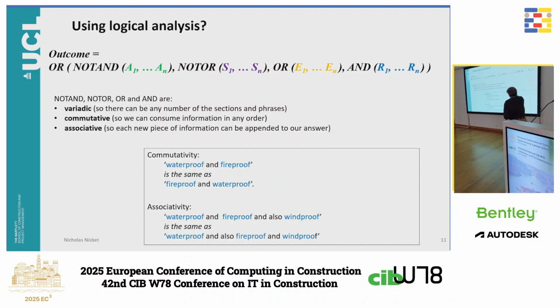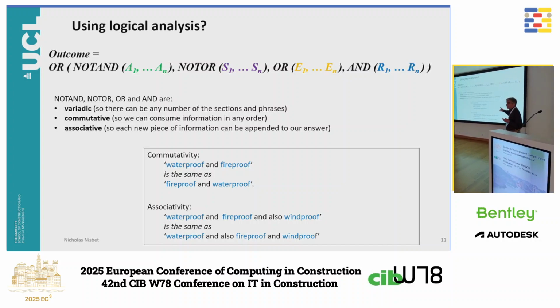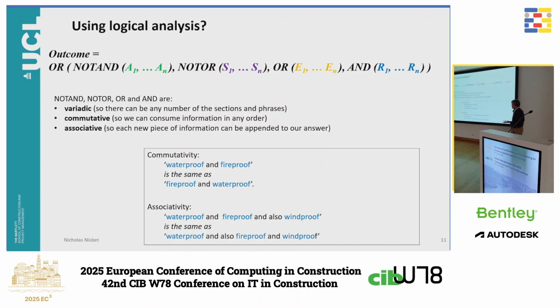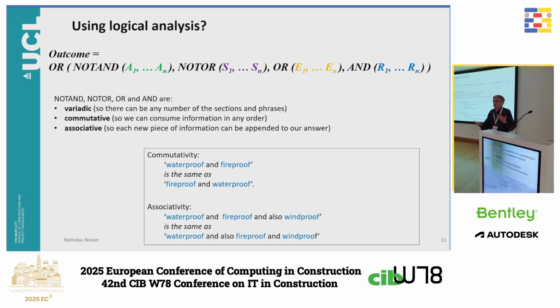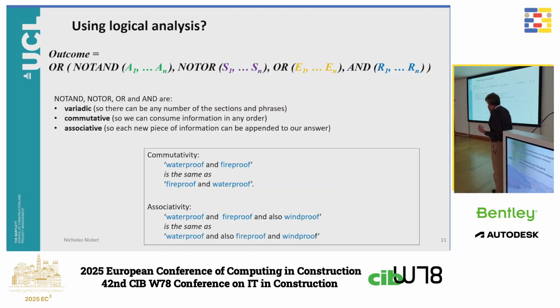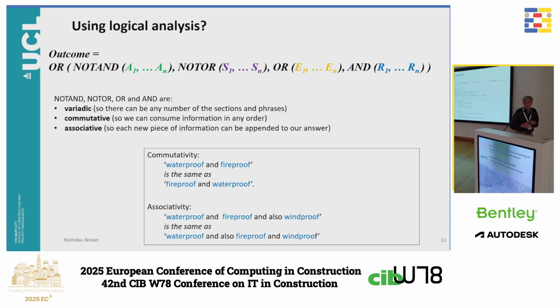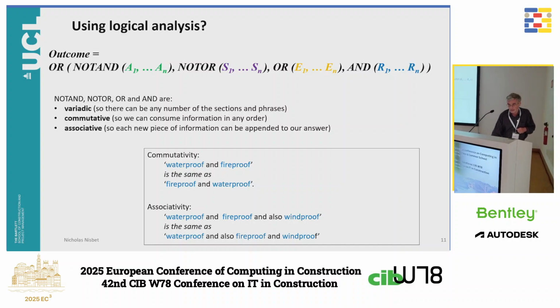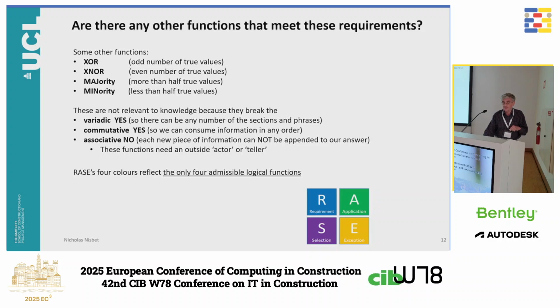So, just as examples, commutativity: waterproof and fireproof is exactly the same as fireproof and waterproof. Associativity: waterproof and fireproof, and also windproof, is the same as waterproof and also fireproof and windproof. We expect to be able to rearrange the ideas in our concepts and for them to still work. That's what we mean by knowledge, stuff that we can rearrange. So, we've actually got an answer because only the 4 functions that you see there meet that requirement, and they are the 4 colours. So that's brilliant.